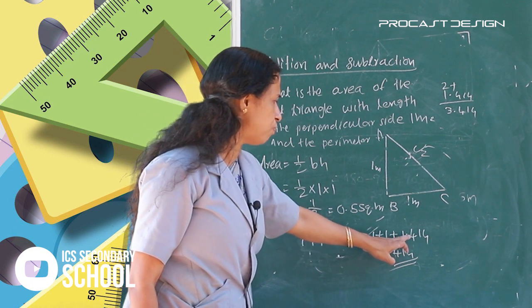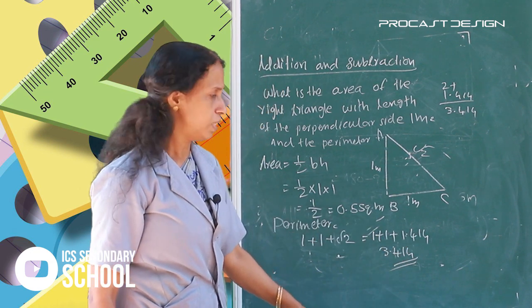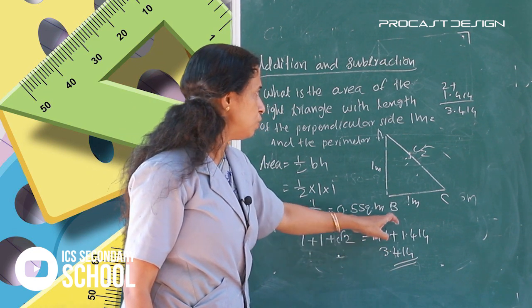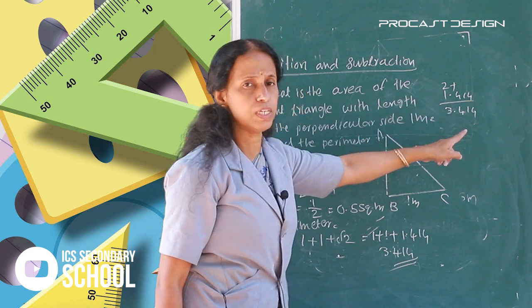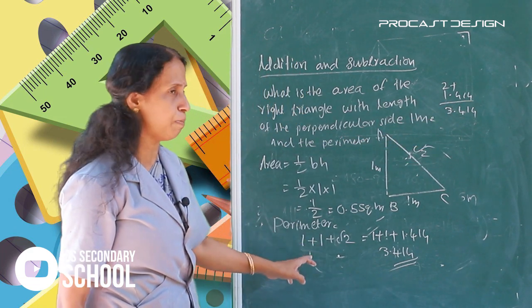1 plus 1 plus 1.414 is equal to 1 plus 1, 2. 2 plus 1.414 is equal to 3.414. That is the perimeter.